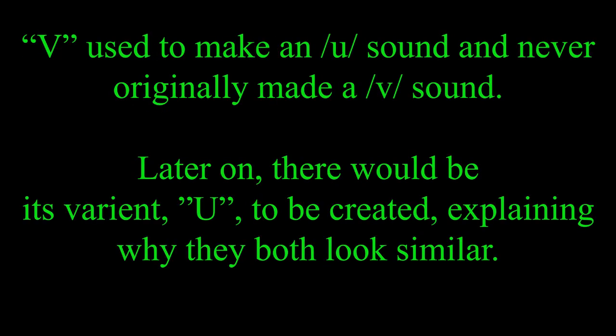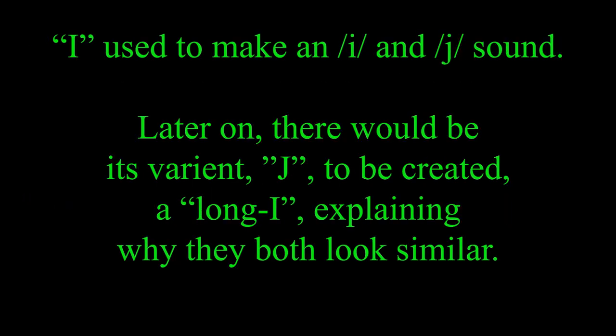V used to make an U sound. The Romans never had a V sound until much later on, meaning U and V were the same letter, explaining why they look similar. The letter I used to make a vowel and consonant sound, E and Y. A common example of these letters coming into play is in the name Julius, as in Julius Caesar.